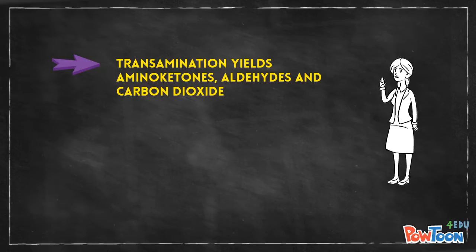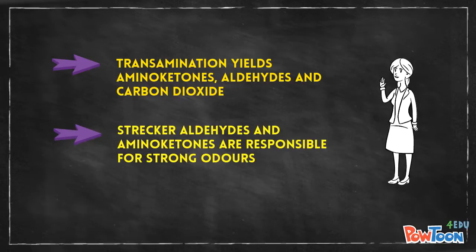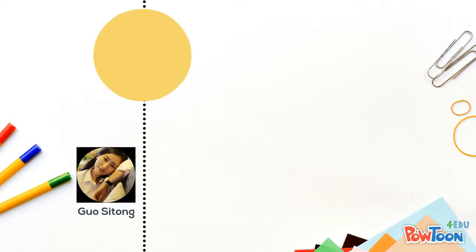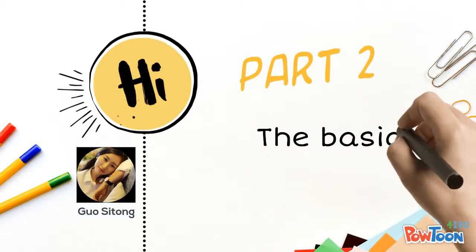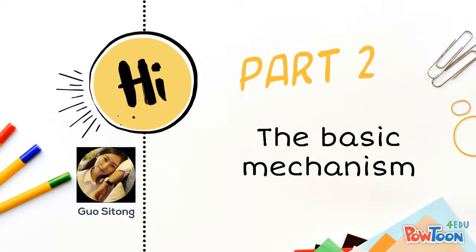The Strecker aldehyde and aminoketones formed are responsible for strong odors. Let us have a detailed look at the mechanism. Okay, now let's get into part 2, the basic mechanism of the Strecker degradation.